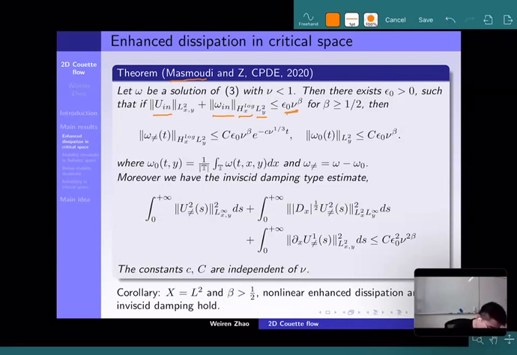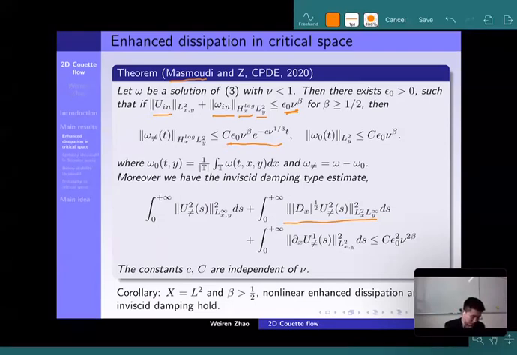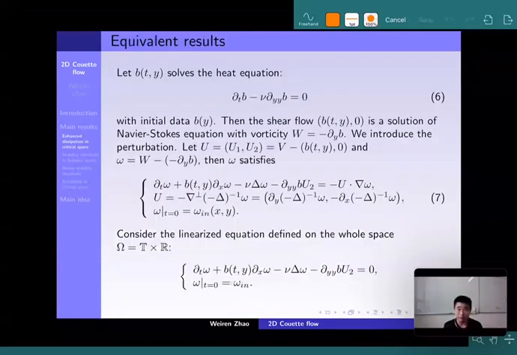Then, if this beta is greater than half, so you can take the equality, then the enhanced dissipation holds and the inverse damping holds. Now here I write it down in a weaker form. So this enhanced dissipation I write down in L2 form. So the weaker enhanced inverse damping holds. Okay. So this is about the stability in the critical space.